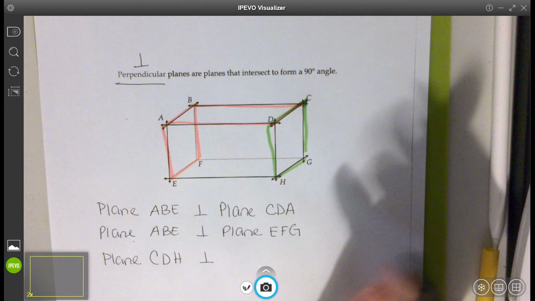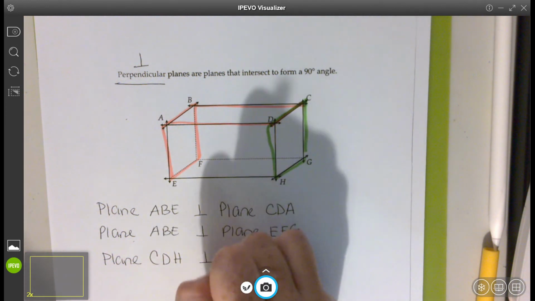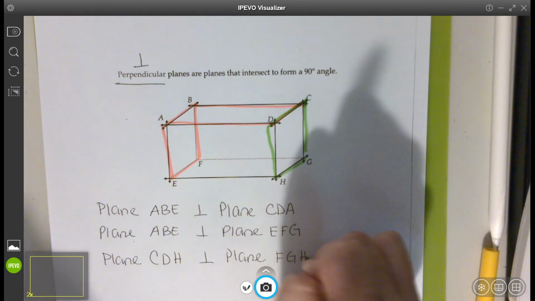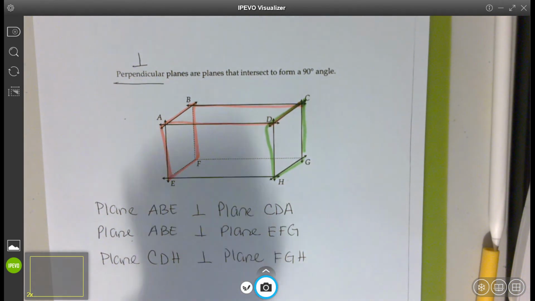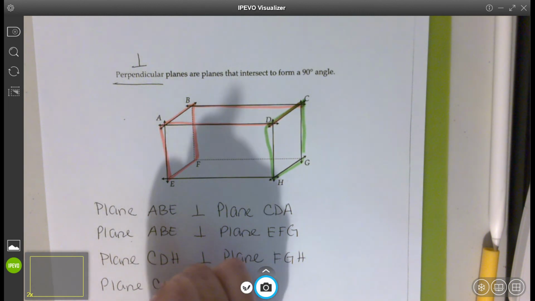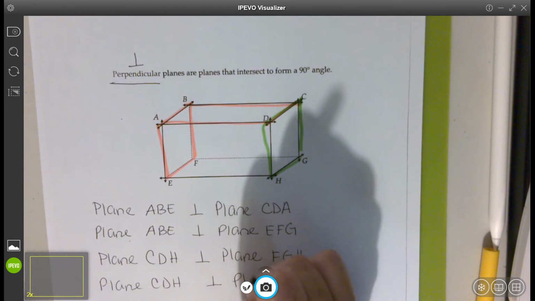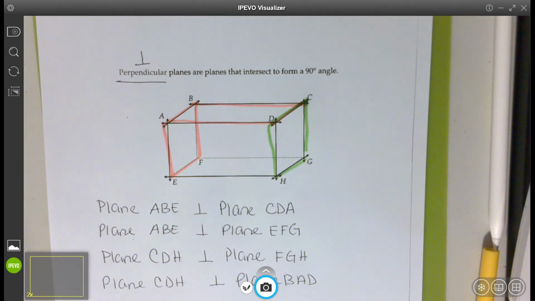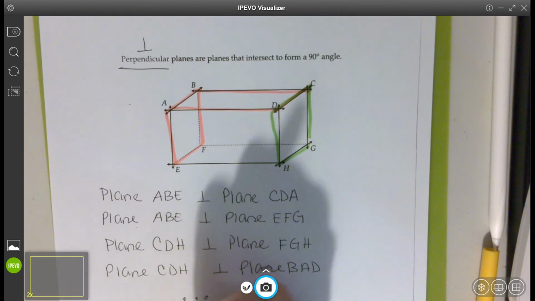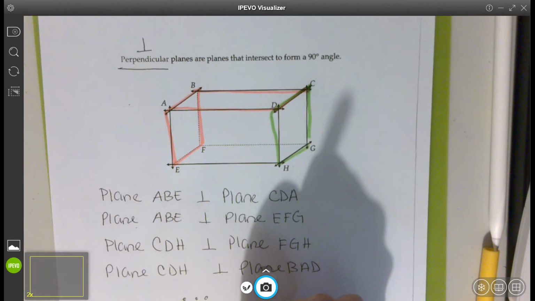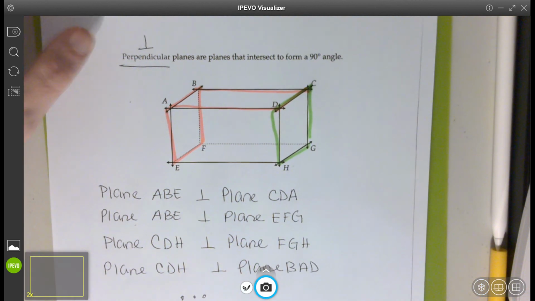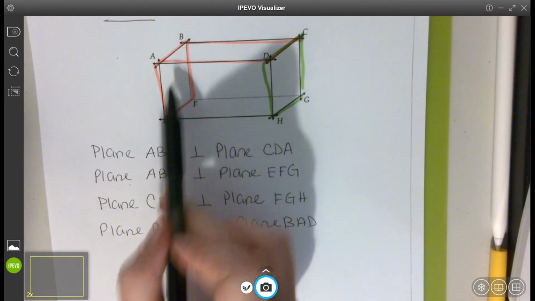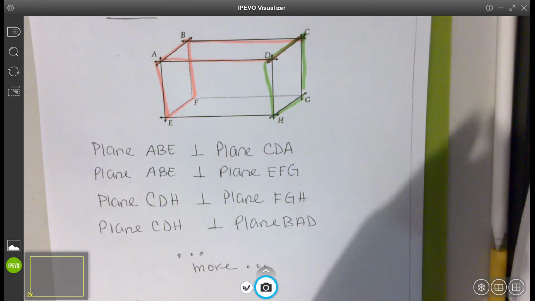CDH is perpendicular. Now again, we can name the bottom. So I could say plane FGH, but I could have also named the top. So I could say plane CDH is perpendicular to BAD. I'm not done. The list actually does go on, so there are more, but we're not going to list them all. You want to be aware that there are more and how to find them. What I am looking for is that L shape, and you can see my pink lines actually do make that L shape to form that right angle of intersection.